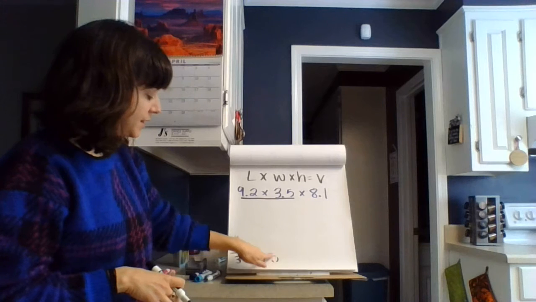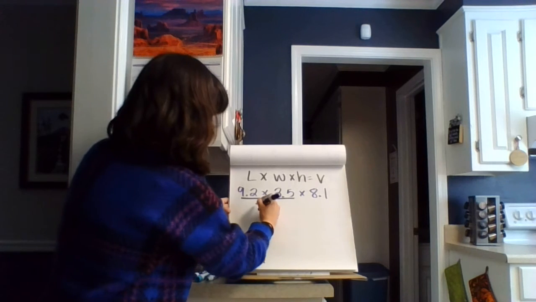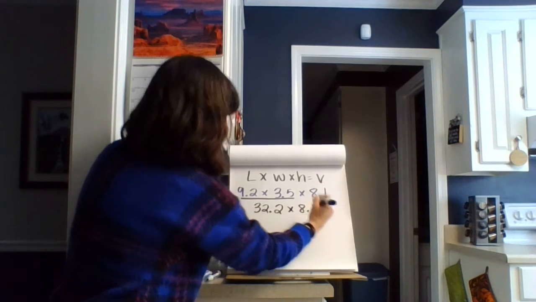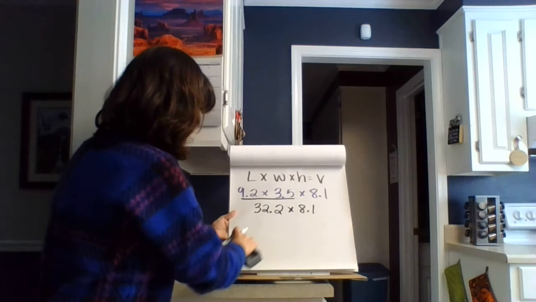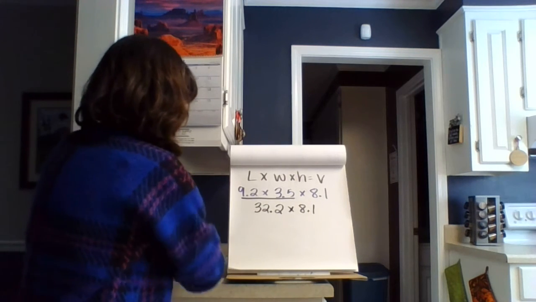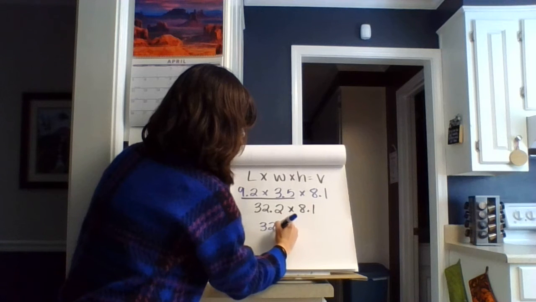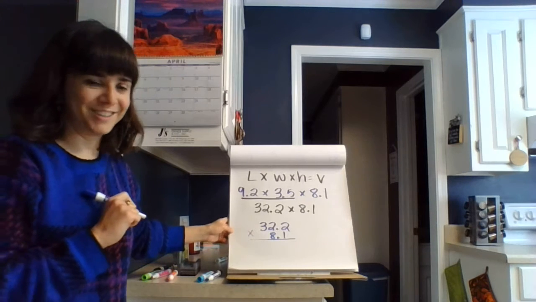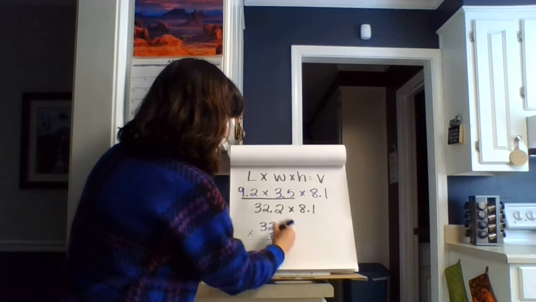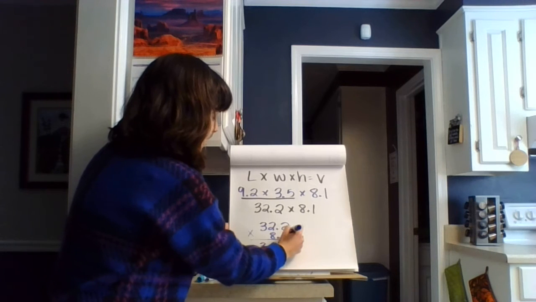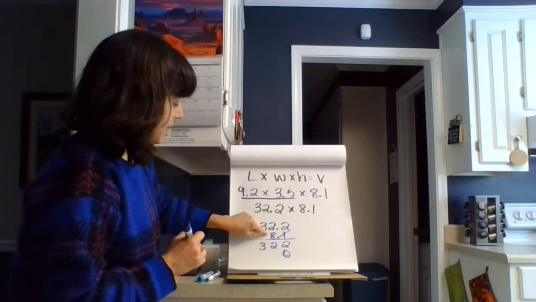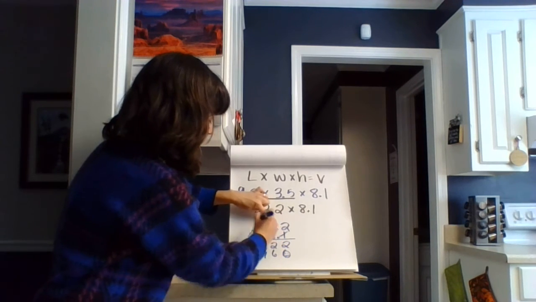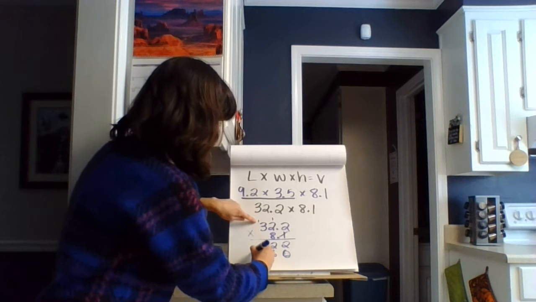Okay, I'm going to take off this last 0. It's not really changing the value. So now I have 32 and 2/10, and then I'm going to multiply that by 8 and 1/10 to finish out the problem. Okay, making sure you can see that. All right, 1 times 2 is 2. 1 times 2 is 2. 1 times 3 is 3. Don't forget your placeholder. 8 times 2 is 16. 8 times 2 is 16 plus 1 is 17. 8 times 3 is 24 plus 1 is 25.